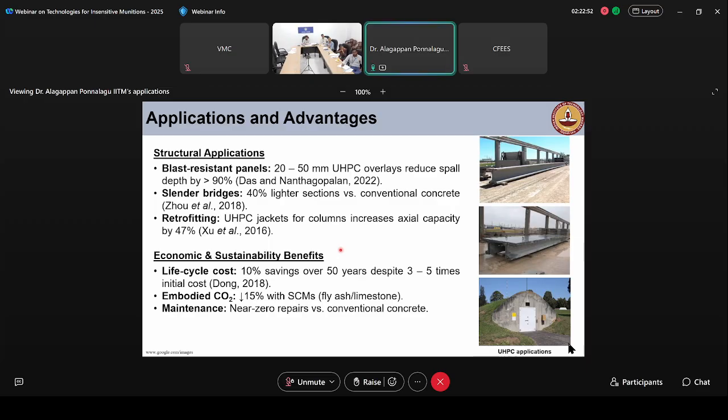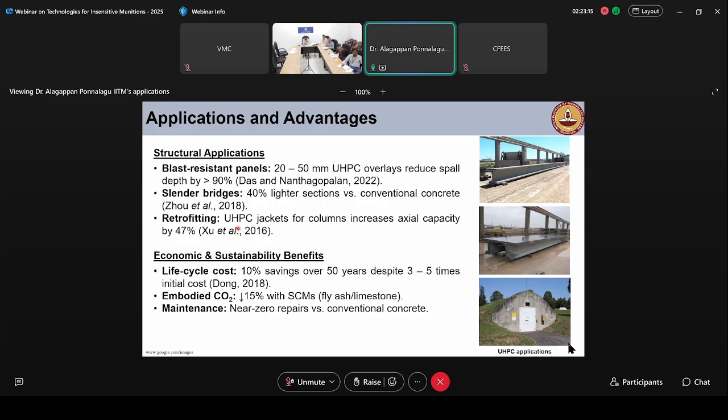So application wise, what we are specifically focusing on here is blast resistant panels, as has been shown in literature. It has also been widely used for bridges. In fact, in India, there are only 2 players at a commercial level who make this UHPC. So it has also started being used in bridge decks, and a few other applications.